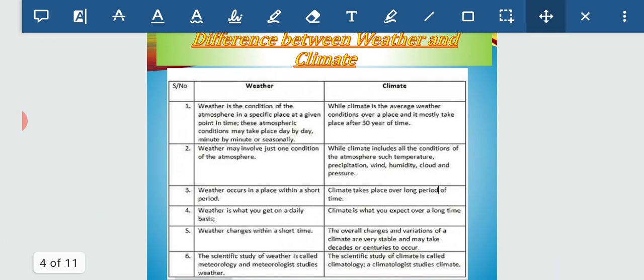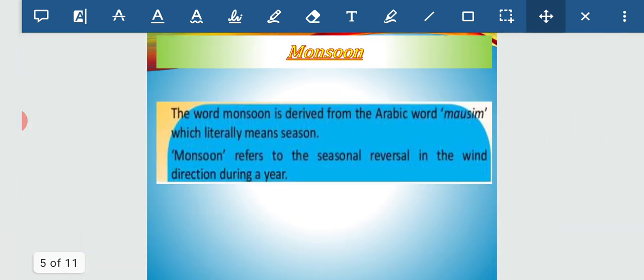Now let us move to the next part, that is monsoon. The term monsoon has been derived from the Arabic word mausim, and the Hindi word is mausam, and literally the English term is season. So what is monsoon? Monsoon is season. If we have to define the term monsoon, it is referred to as seasonal reversal of wind direction. What does this mean? That seasonally winds are changing their direction.